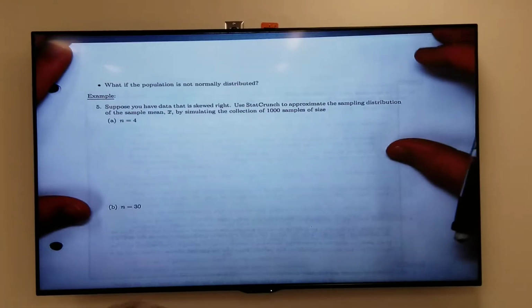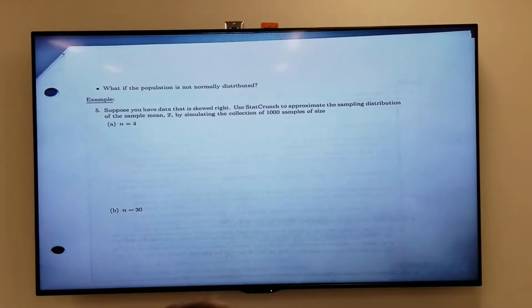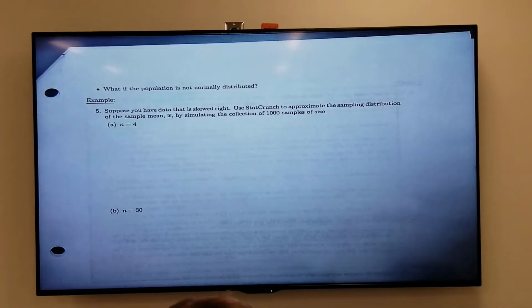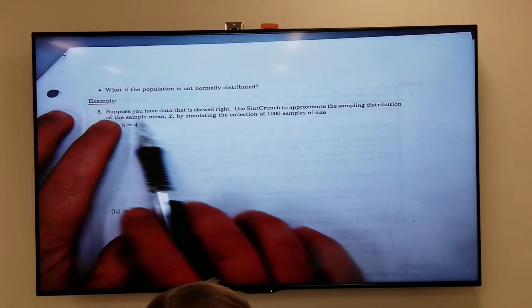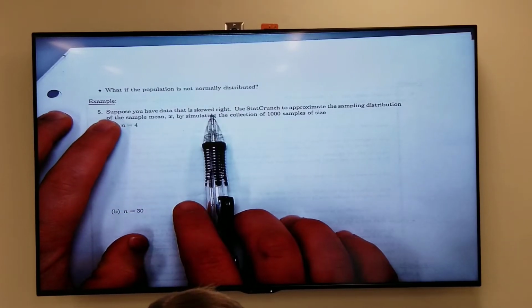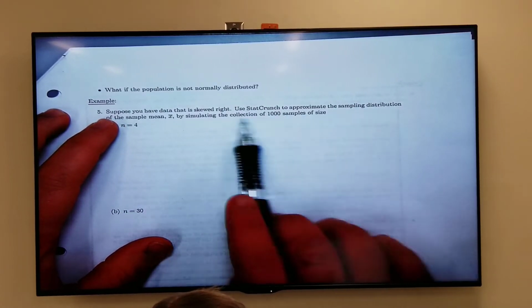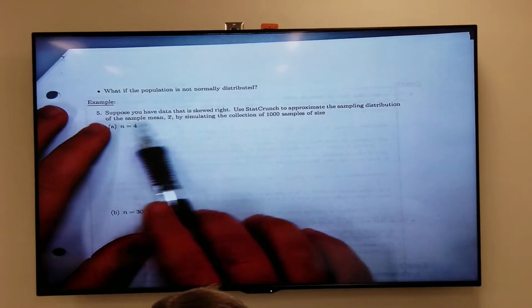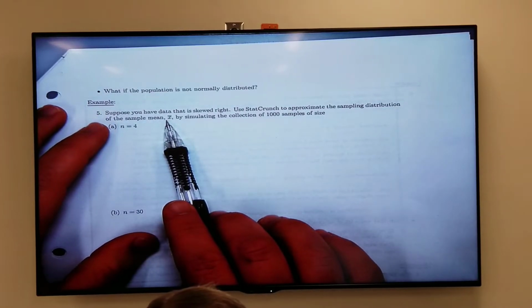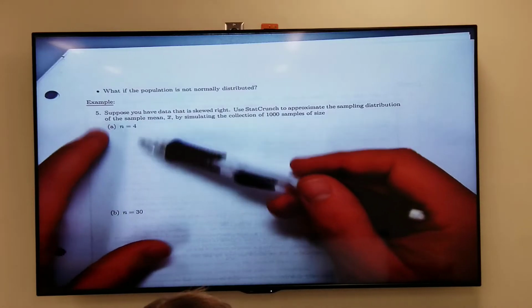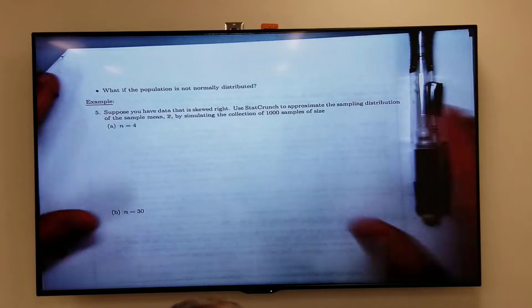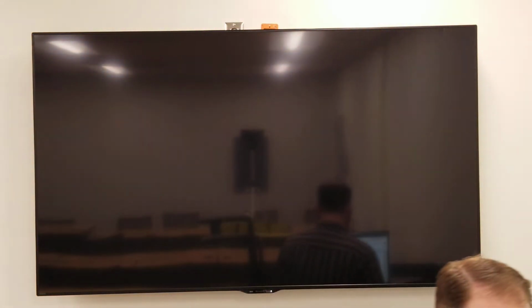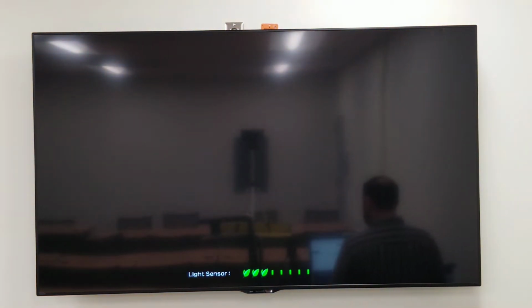Moving on to page 5. So what happens if the population is not normally distributed? Well, let's run a couple simulations. We're going to go back to StatCrunch and run some simulations. This time we're going to assume that we have data that's skewed right. And we'll use StatCrunch to approximate the sampling distribution of the sample mean, x bar, by collecting a bunch of samples of size 4 and size 30, just to try to figure out what's going on. So let's go back to StatCrunch and run these simulations.